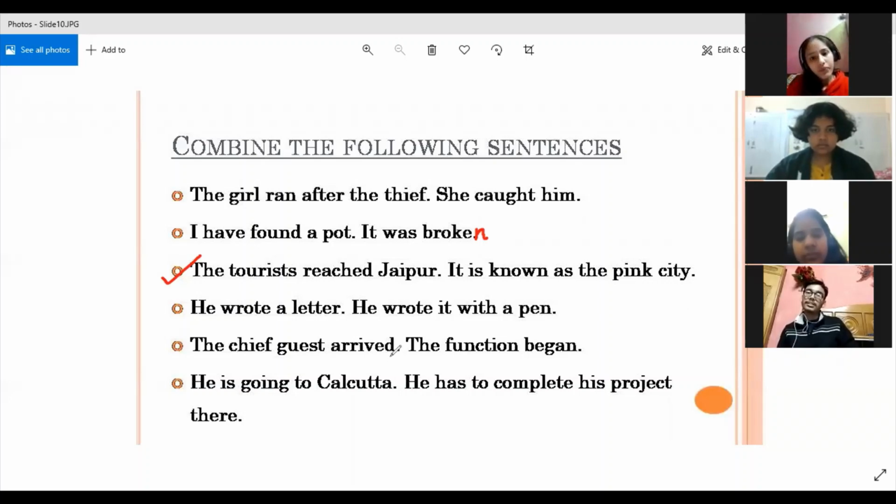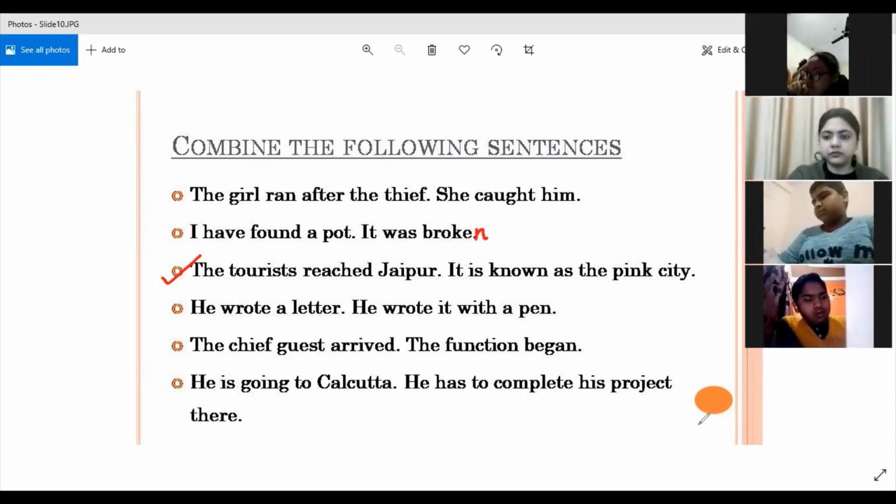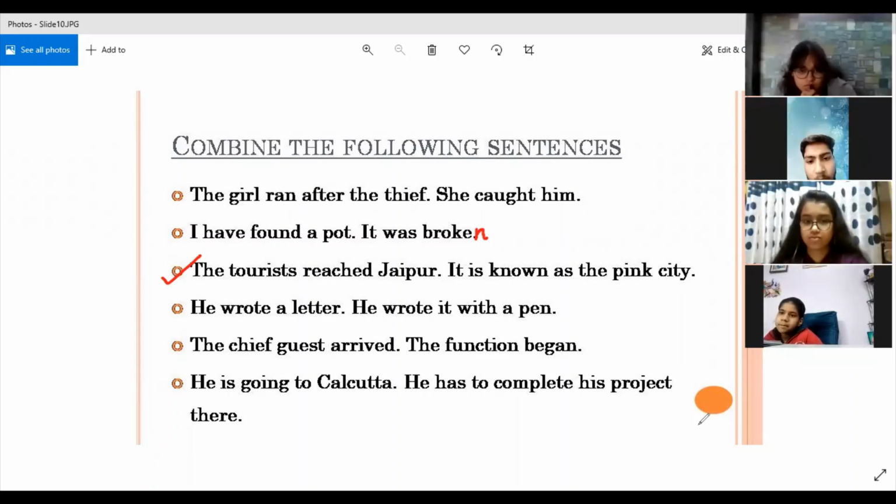Next, the chief guest arrived. The function began. Yes, Arav. The chief guest arrived, comma, function began. No. You can mute yourself. See, why are we not using that apposition thing? Because the two things are not referring to the same subject. Okay. So you have to use some other method.